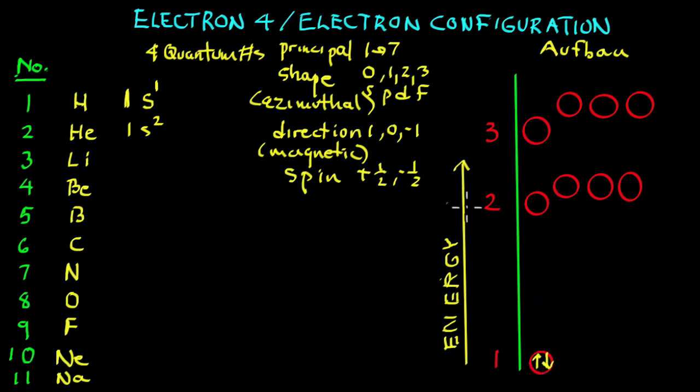So the next electron for lithium will go in the second energy level, 2, and you have the 1s2 already here, then you have 2s1. Then the next electron here, and it becomes 1s2, 2s2.